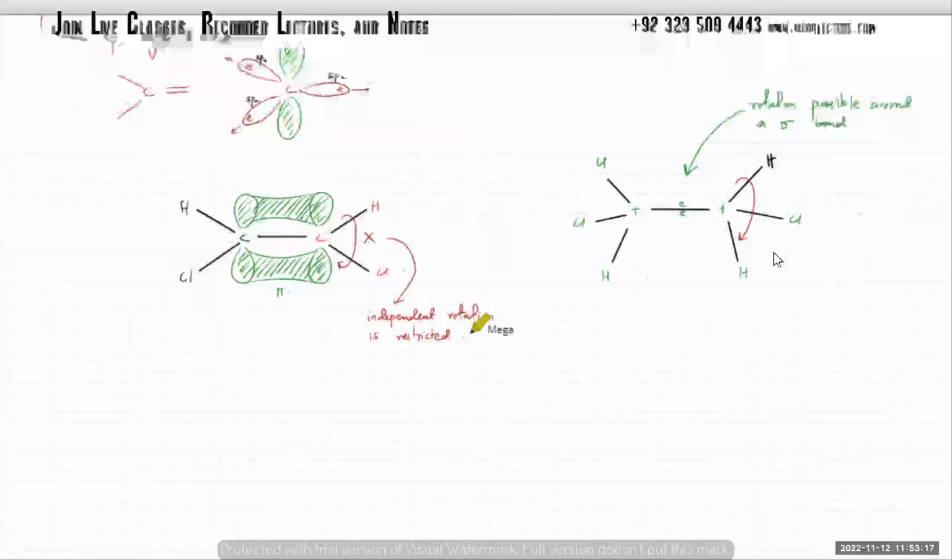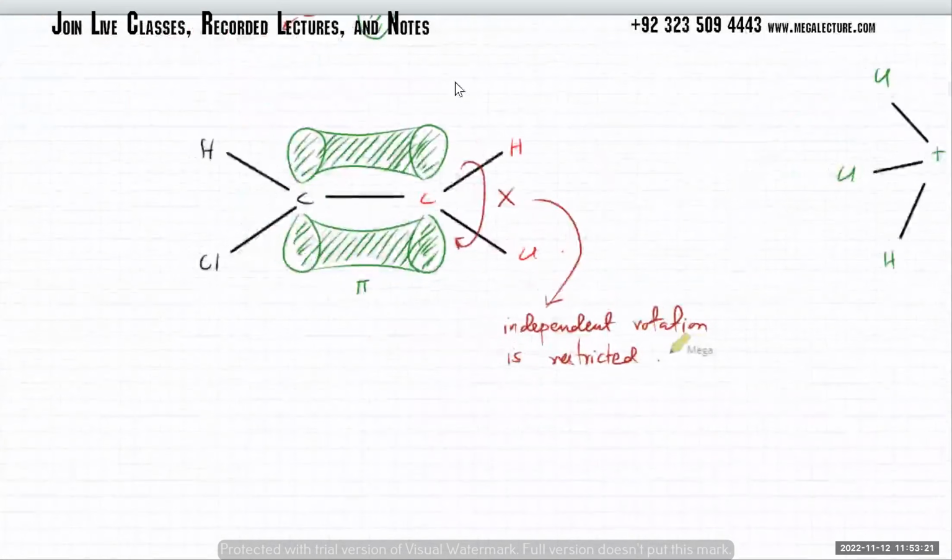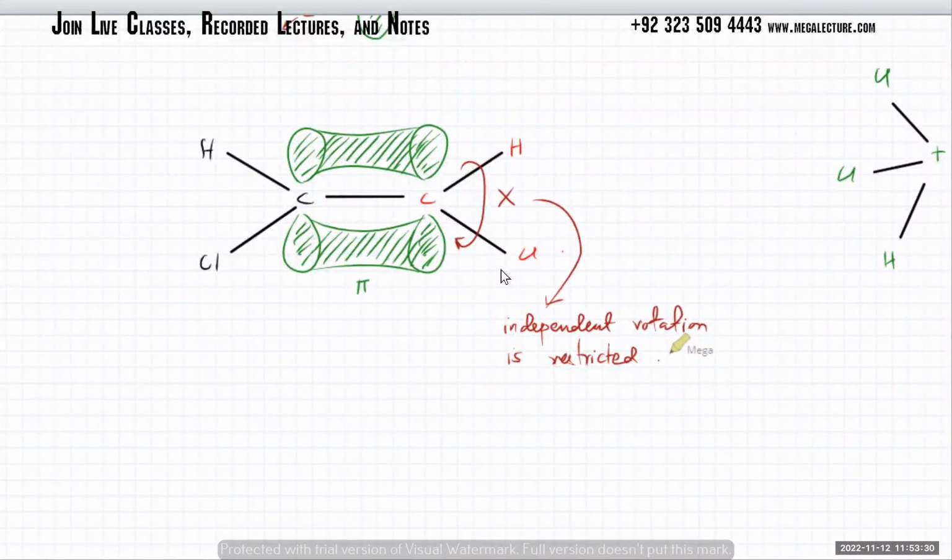But over here, the three-dimensional geometry does not change because the molecule is kind of locked in place. So is this clear that if this Cl is pointing downwards, then it will always be pointing downwards? Is that clear? Yes, sir.